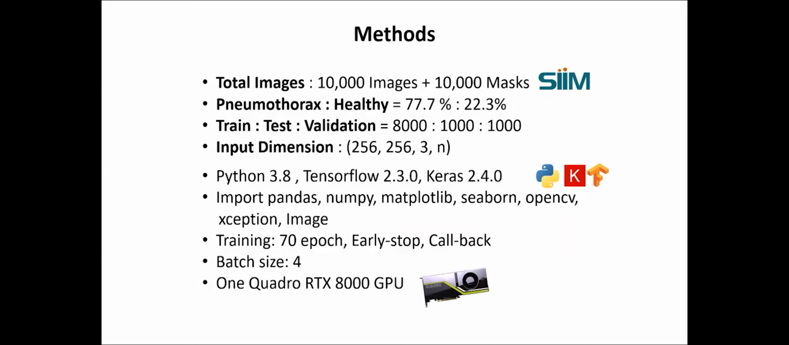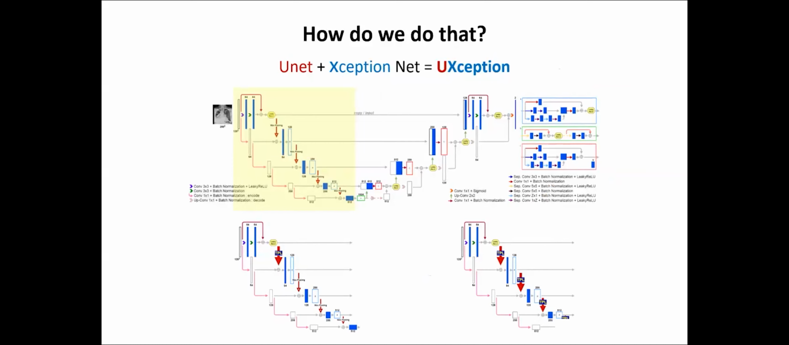As for the segmentation task, we aim to identify the regions that show pneumothorax lesions. There are different data sets we use. The total is around 10,000 images with the corresponding masks, which we downloaded from the SIIM, an organization for radiology images. The settings are shown here. And how do we do that? We applied a model called the Uception net.